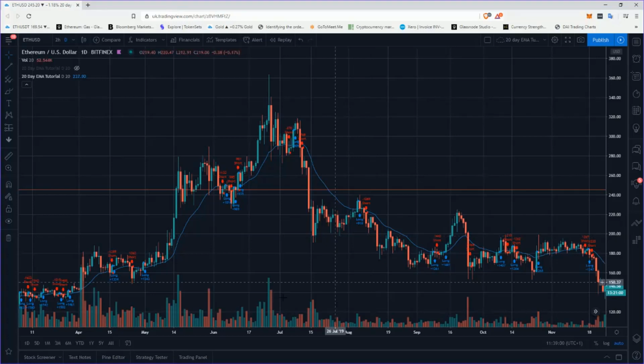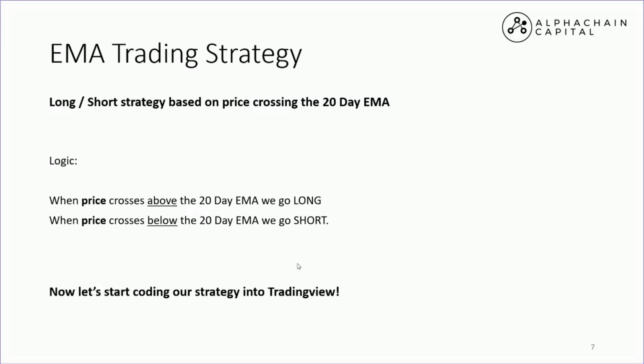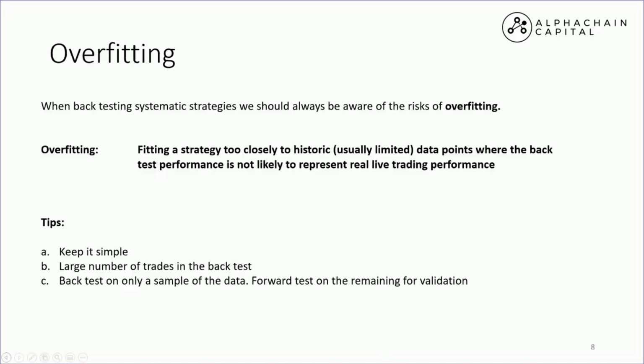Okay, and that's the coding part for now. And now we go back to the slides. A couple more things to cover. So just discussed, this is the strategy we just coded, the long short price above 20-day EMA. Overfitting, so this is an important part that we need to discuss. It's a very big issue in backtesting, and something you should always be aware of when you're developing these strategies.